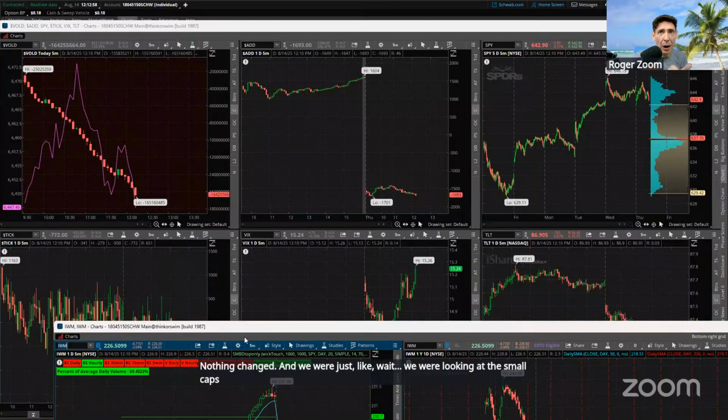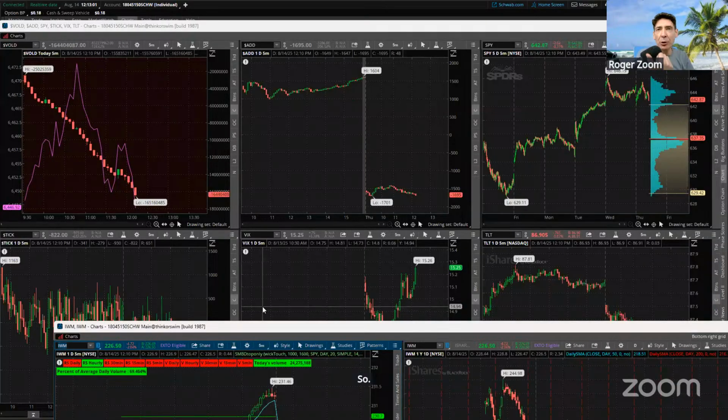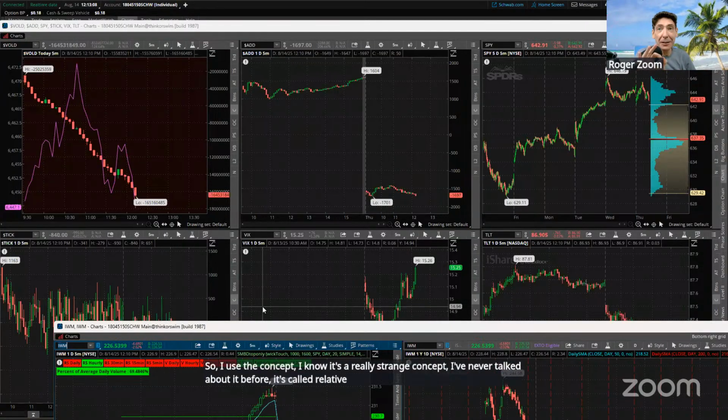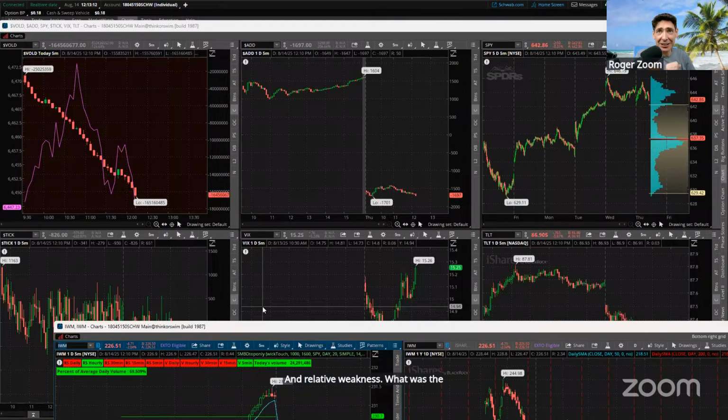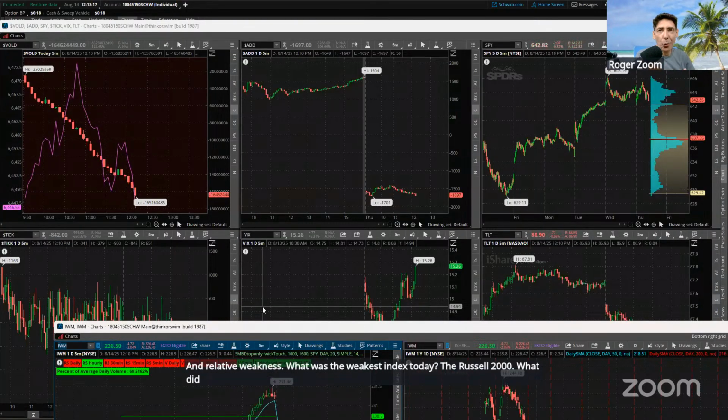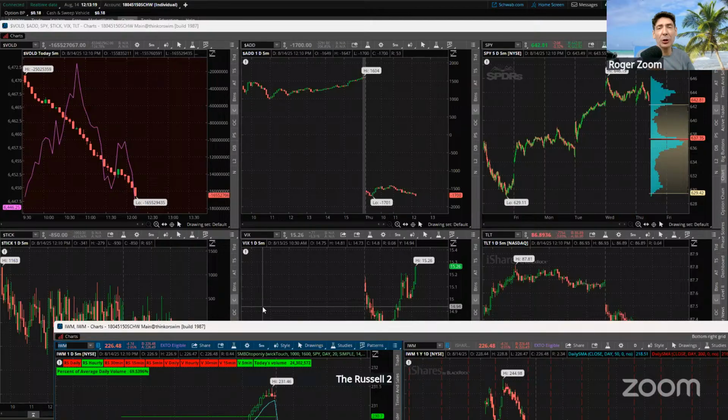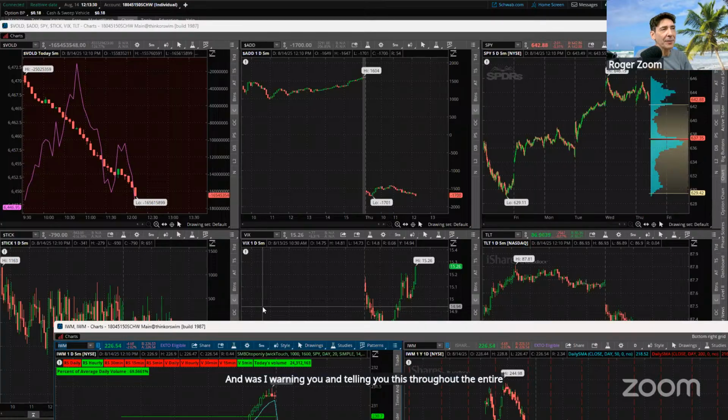Small caps were cooperating. So I used the concept. I know it's a really strange concept, I've never talked about it before. It's called relative strength and relative weakness. What was the weakest index today? The Russell 2000. What did I short? The Russell 2000. Did we do everything by the book? And was I warning you and telling you this throughout the entire time?